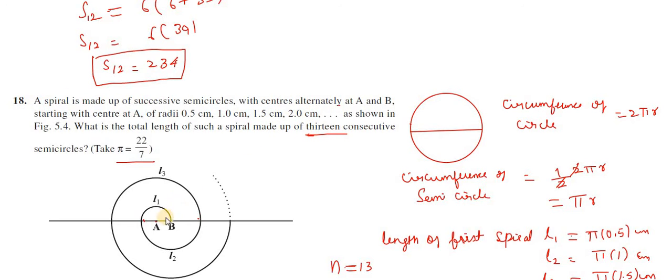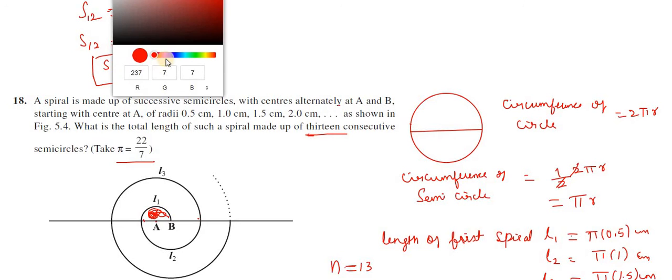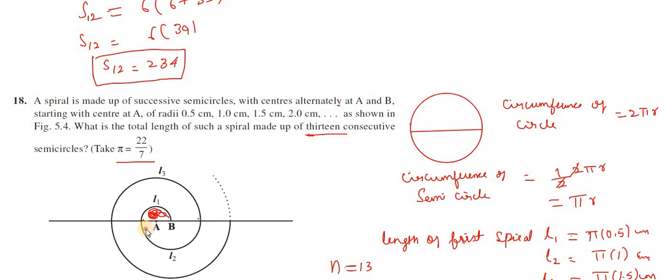The radius they gave is varying. So from here to here this is 0.5 centimeter, and next, I'll change the color a bit, you'll understand better. For this semicircle it is 1 centimeter, for this semicircle it is 1.5 centimeter, and for this semicircle it is 2 centimeters. Like this keep on moving till 13 centimeters. So they need to find the length of the spiral required to make these semicircles. Also they give that pi value should be 22 by 7.